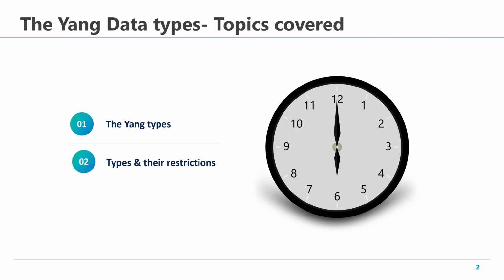The structure of this video is going to be rather simple. I will briefly explain the different data types and how they can be classified. After that, I will explain two data types here, the number based data types and the string based data type. I will also cover the restrictions that can be imposed on these data types using Yang.